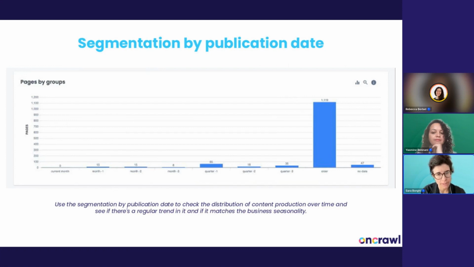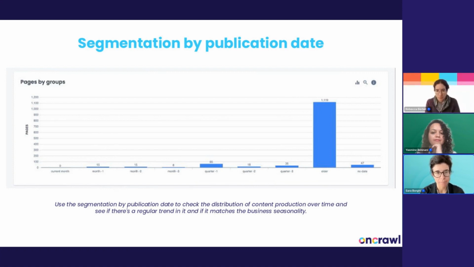Again, just a couple of examples of insights that use this type of segmentation. The first one, I guess, is checking the distribution of content production over time and seeing if there's a regular trend in it and if it mostly matches the business seasonality. So, for instance, we are approaching winter, and let's say you have an e-commerce site selling ski or winter sports related products. Obviously, if you have a magazine and a blog, you want your article production to be heavier in months like October and November.